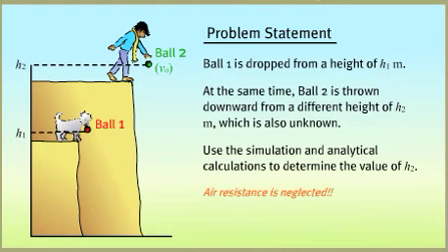Ball 1 is dropped from a height of h1 meters. At the same time, ball 2 is thrown downward from a different height of h2 meters, which is also unknown. Use the simulation and analytical calculations to determine the value of h2.